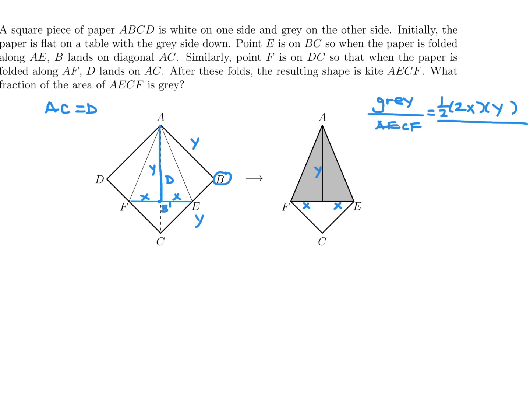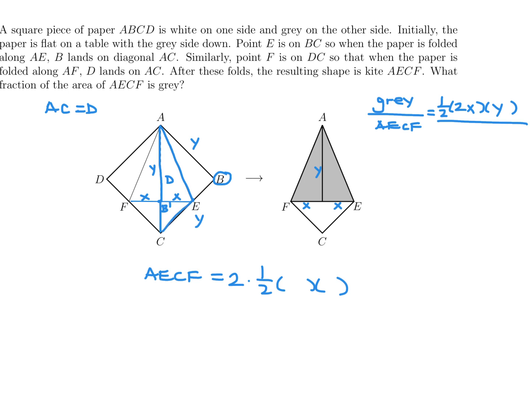Okay. Well, if I extend that line there, AECF is two triangles, right? Yeah, so 2 times 1/2 base times height. And we can call this one of the triangles.